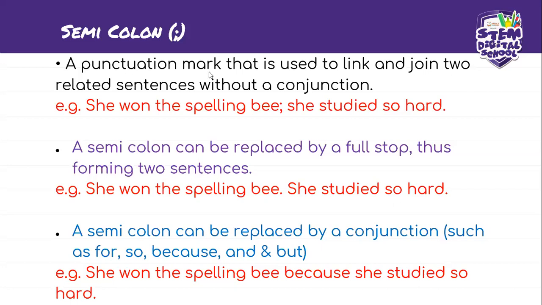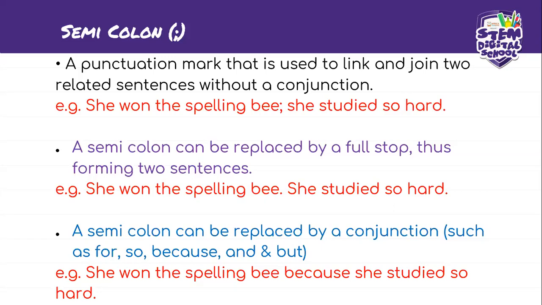So a semicolon is a punctuation mark that is used to link and to join two related sentences without a conjunction. Okay, before we move on, can someone tell us what a conjunction is? Is there anyone who can tell us what a conjunction is?